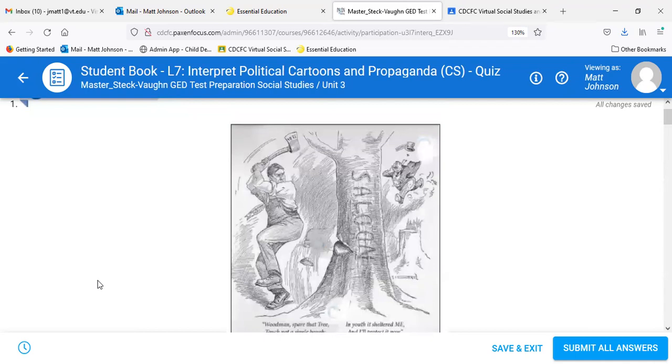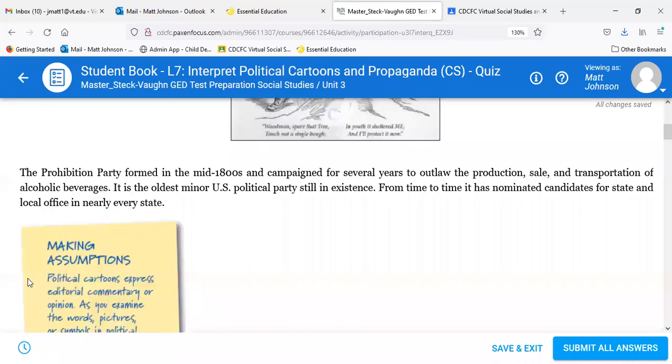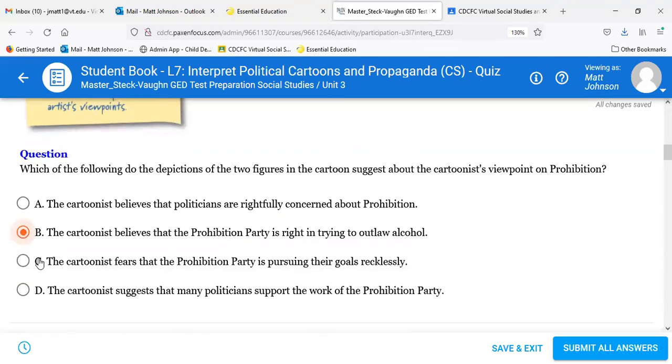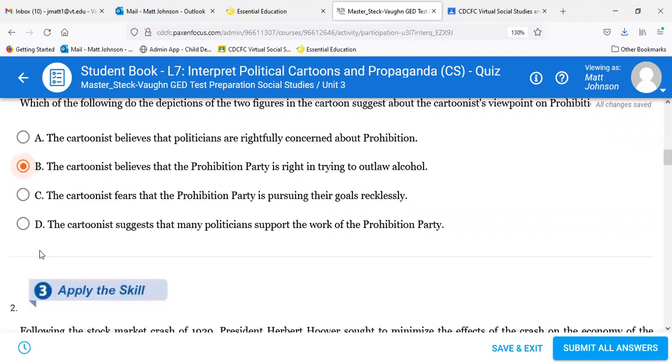You have the chubby little politician in the background, right? And you have this sort of strong woodman in the foreground with his Prohibition Party label. So you get a sense there about the political cartoonist and what he is favoring. And certainly in this idea that he believes that the Prohibition Party is right in trying to outlaw alcohol. So B as in boy for number 1.